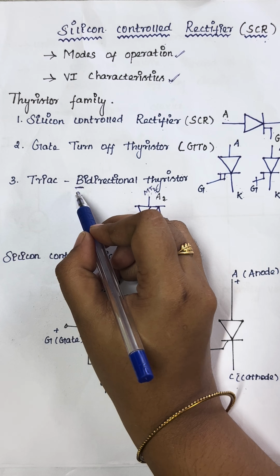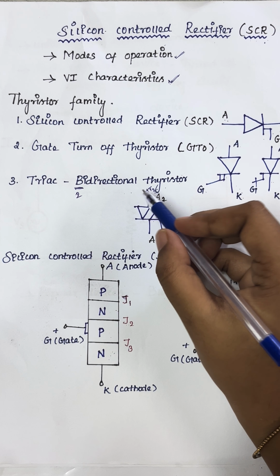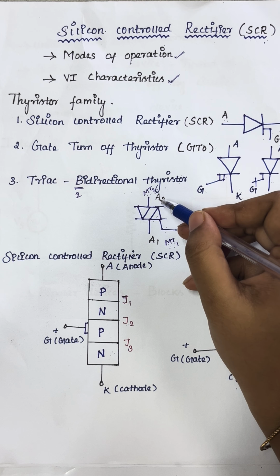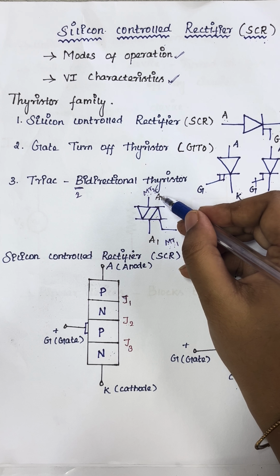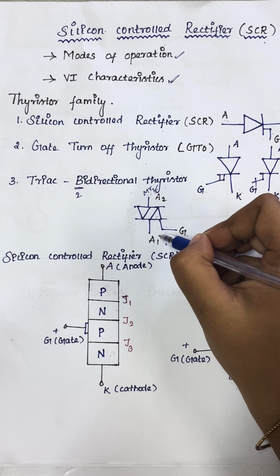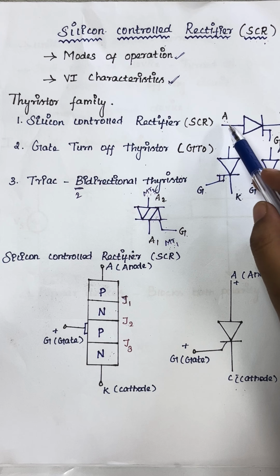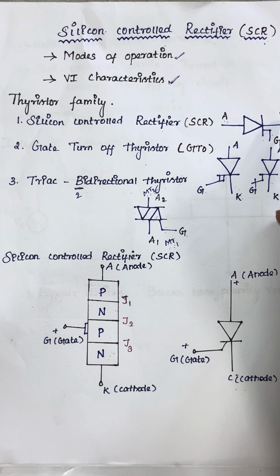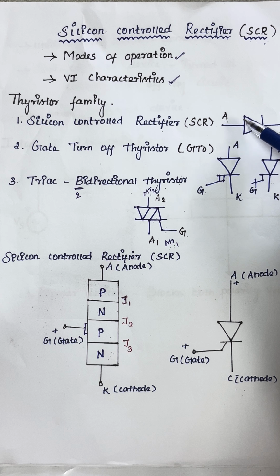Bidirectional, bi means two. Bidirectional means that the current flows from anode to cathode as well as from cathode to anode. Here the current flows from MT1 to MT2 and also from MT2 to MT1. But a silicon controlled rectifier is a unidirectional semiconducting device. That means the current flows from anode to cathode alone. It doesn't flow from cathode to anode. So that is the difference between the SCR and the triac, and the turn on and turn off difference between the SCR and GTO.